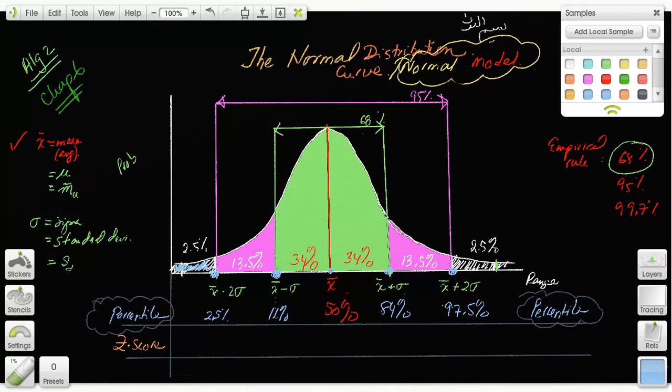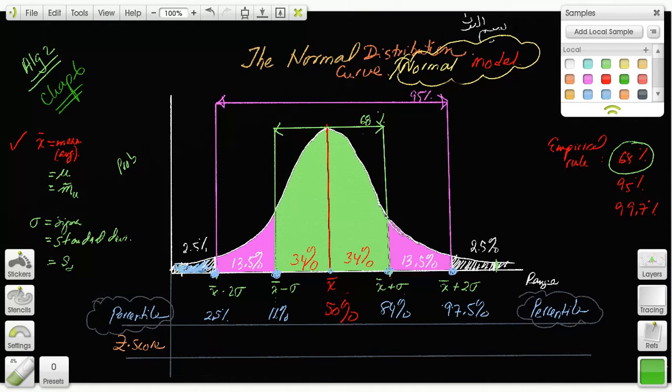By the time it gets here, there's 2.5% of the data here. By the time it's over here, it has already passed 16% of the data. By the time it gets to the middle, it has passed 50% of data. By the time it gets here, it has passed 84% of the data. By the time it gets here, 2 standard deviations from the mean, it has passed 97.5% of the data. So the percentile tells you how much of the data is below that particular point.